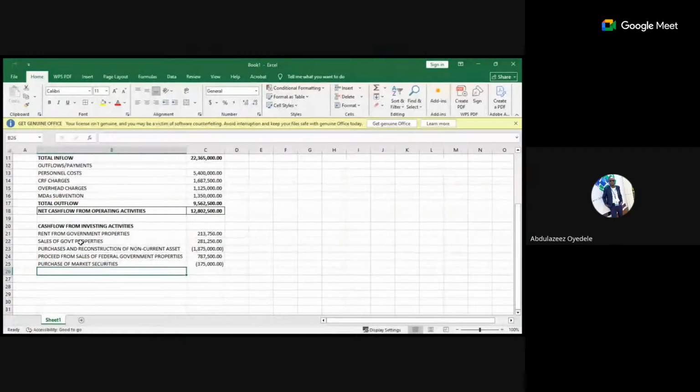Then cash and cash equivalents at the beginning. Okay, proceeds from loan. That is financing. So that is all on investing activities as well.